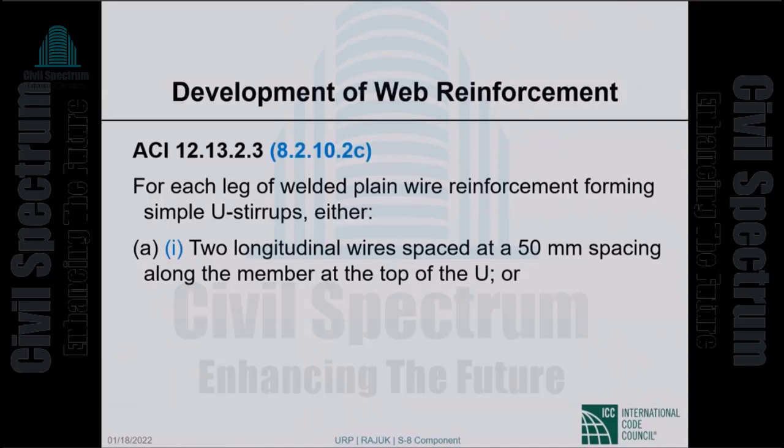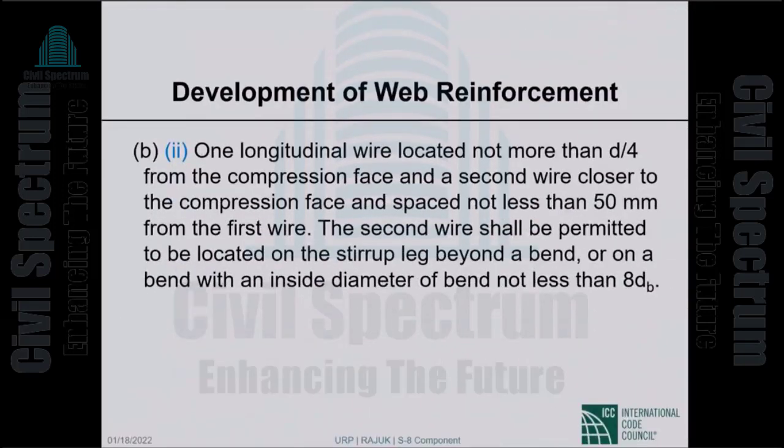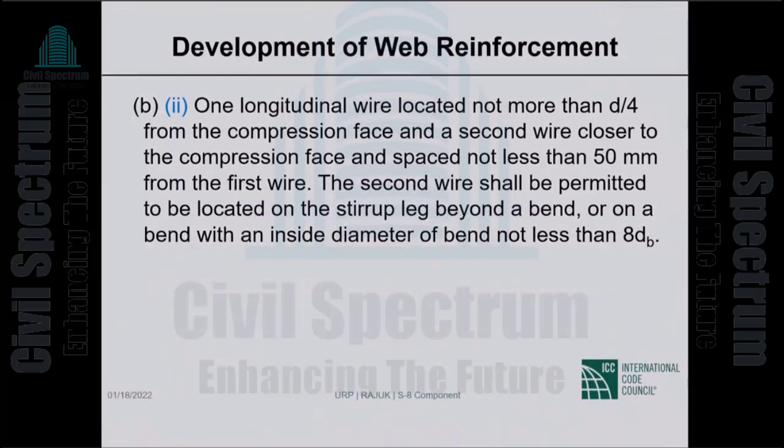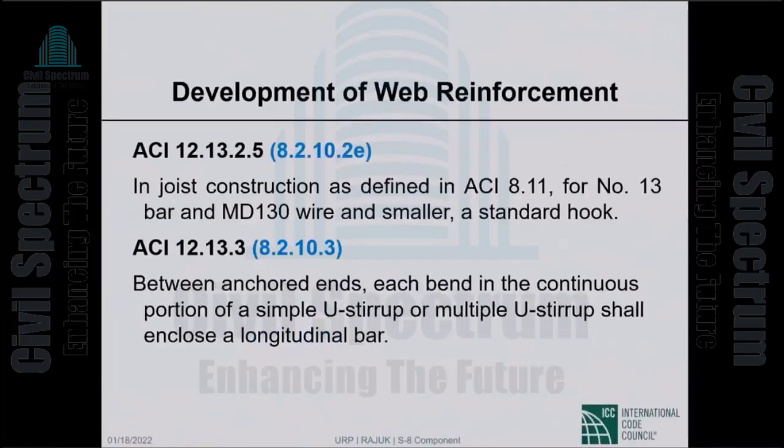For each leg of welded plain wire reinforcement, so I will skip this one. 4, one longitudinal wire located not more than D/4. This is also welded wire reinforcement used as shear reinforcement. Development of web reinforcement for each single leg stirrup web. So this is also welded wire fabric.